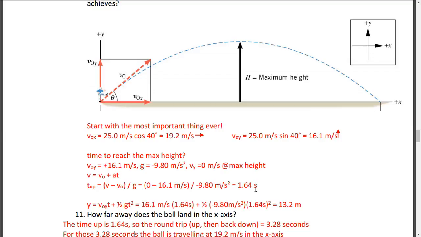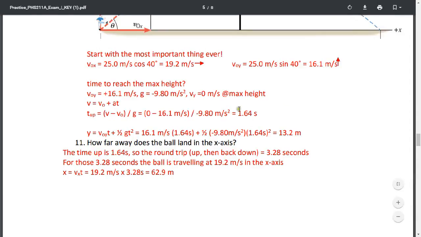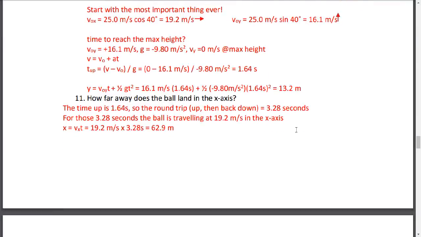This isn't the most efficient way to solve for the maximum height, but for some reason I decided to do it this way. Now I can plug that into y equals v naught t plus 1/2 gt squared, and I would get a maximum height of 13.2 meters. You could also solve this with v squared equals v naught squared plus 2ax and solve for x. You would get the same answer.